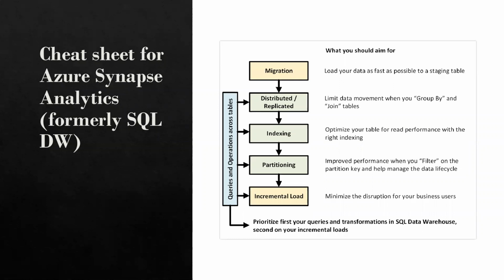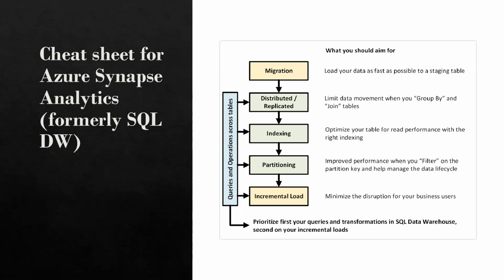The cheat sheet shows in the diagram, it provides helpful tips and best practices for building Azure Synapse solutions. Here we can see what we should aim for. First, we need to load our data as fast as possible to a staging table. Next, limit data movement when you group by and join tables, and then optimize the table for read performance with the right indexing, and improve performance when you filter on the partition key and help manage the data lifecycle and minimize the disruption for our business users. Now I will talk about all this in detail.